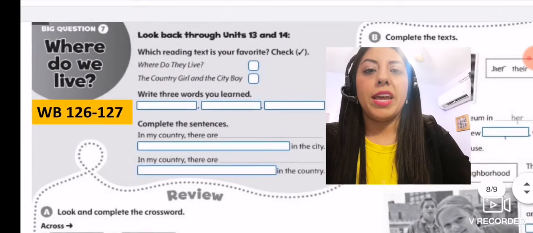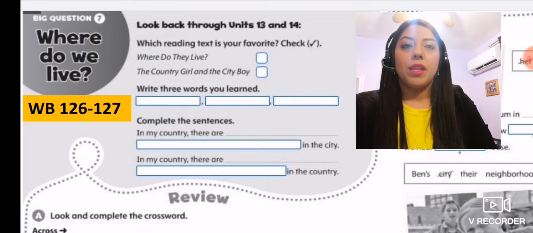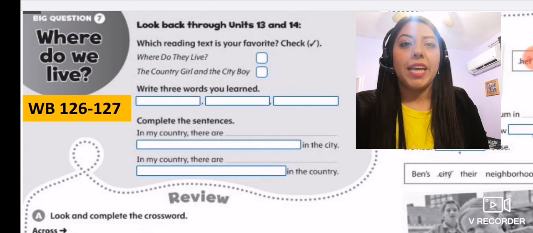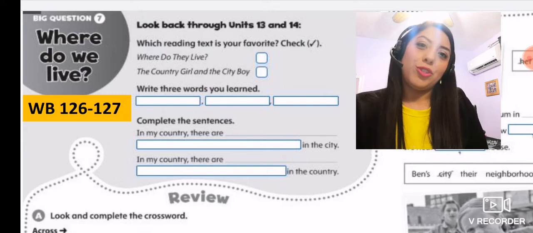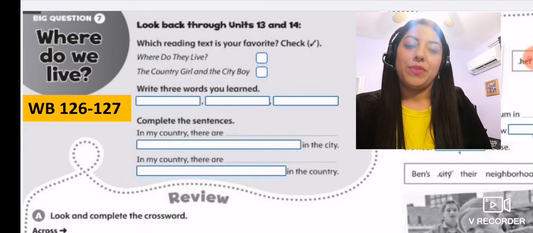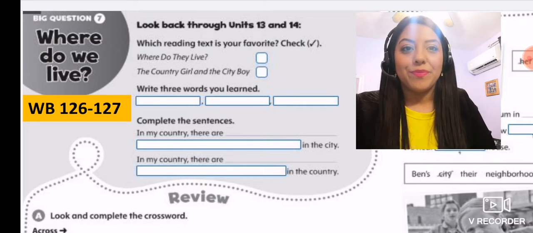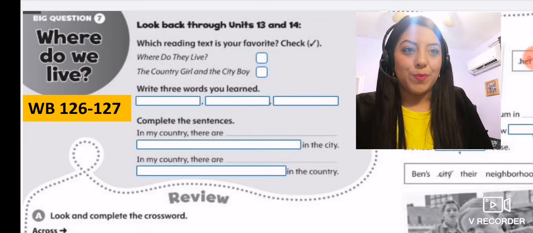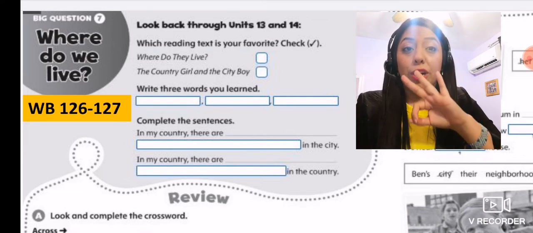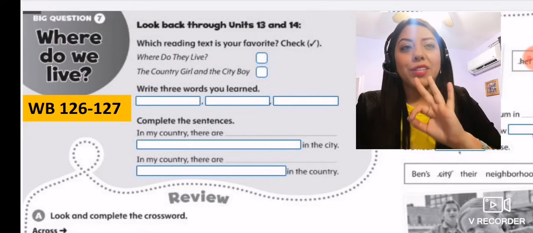Now, before I continue to the other section, we have here, look back through Unit 13 and 14. Which reading text is your favorite? And check. Now, you have to choose one of those two. Where do they live? Or the country girl and the city boy. When you check mark, then you have to continue. Write 3 words you learned. Try to write 3 words that you remember.